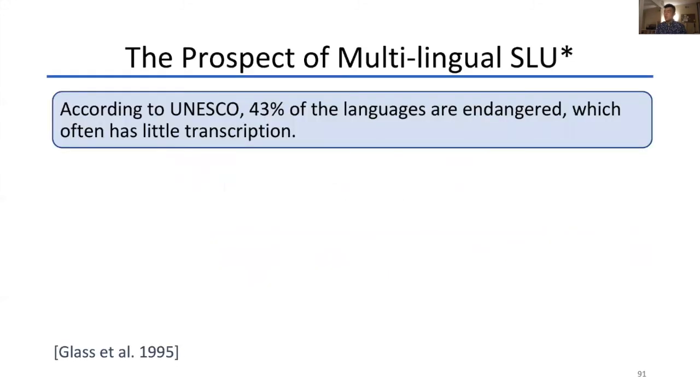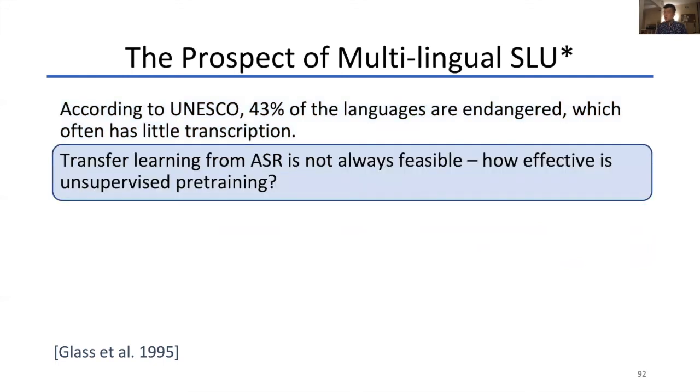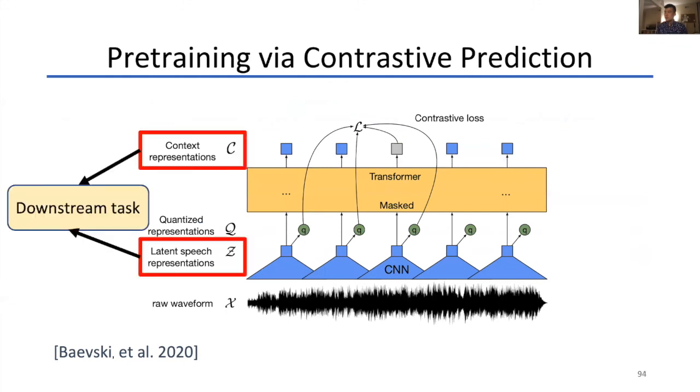Lastly, I want to describe, supervised pre-training is not always available because according to UNESCO, a lot of the languages are endangered, which have little transcription. So this begs the question, how effective is unsupervised pre-training for the speech part? And we know that Wave2Vec 2 is very successful, which has achieved very low word error rate in the low resource ASR region. So what we're going to do is take the context and latent speech representations and feed those into our SLU system.